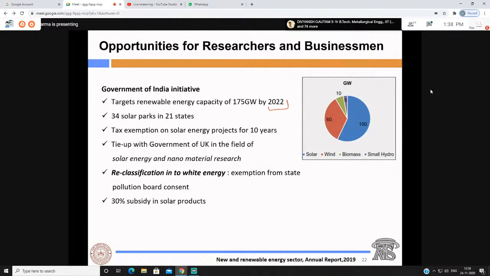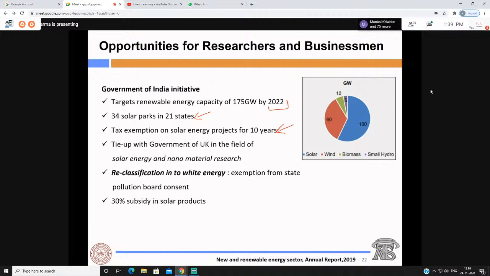So we see that if we do research in this direction, it has immense potential for commercialization of the research. The government is also targeting 34 solar parks in 21 different states, so that solar energy can be utilized directly. Not only this, for 10 years whatever solar projects are going on would be out of the tax coverage, so that if somebody is doing research, he does not bother about the extra cost he has to pay to the government for his research work.